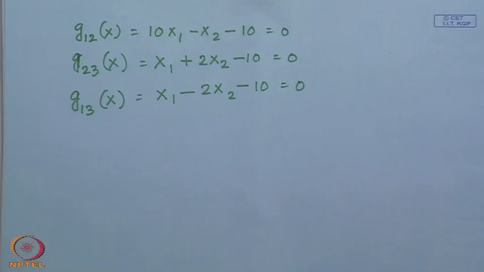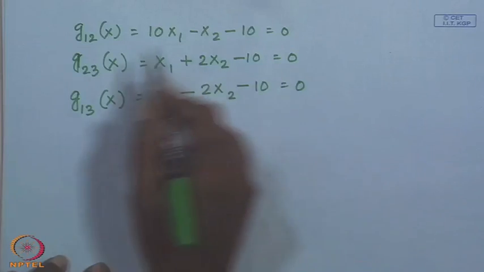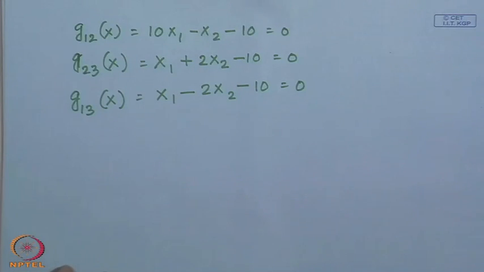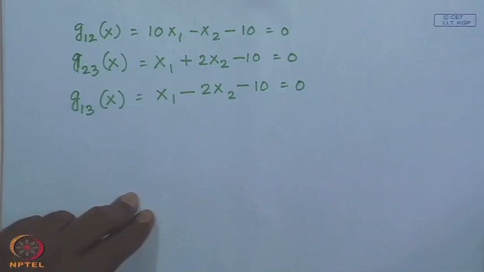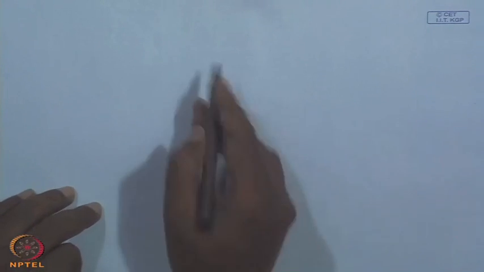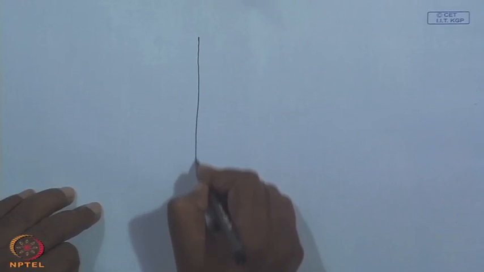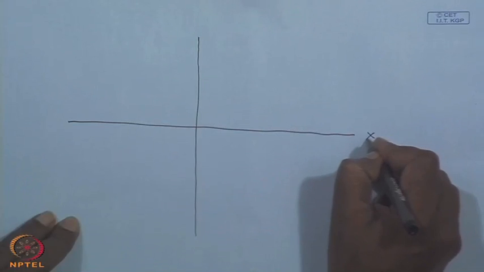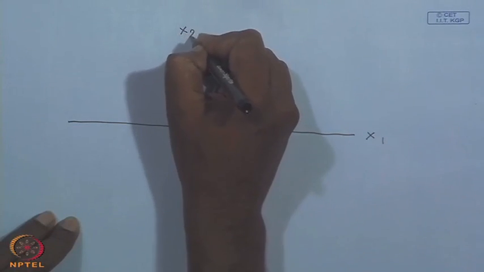If I have a situation something like this, then let us see how the different regions will be allotted to different classes. For that, I have to again draw the straight lines represented by these three different functions. So, let us draw those lines. I have again this axis, this is x1, this is x2.